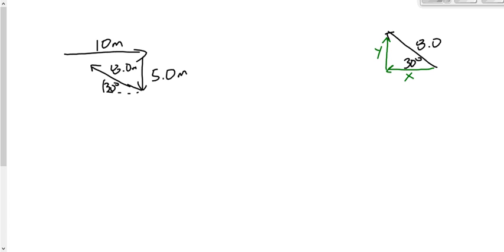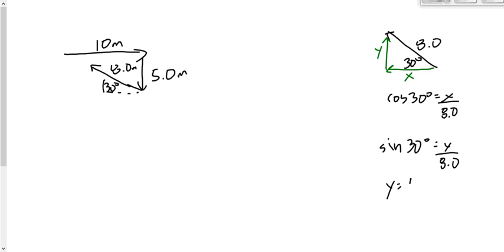So let's find the X component by saying cosine 30 degrees is equal to adjacent over the hypotenuse. And let's find the Y component by saying sine 30 degrees is equal to opposite over hypotenuse. This one I know works out to be 4.0. This one, 8 cosine 30, I'm not sure what that one is. 8 cosine 30 gives me 6.9282.